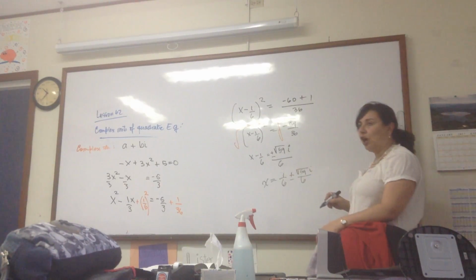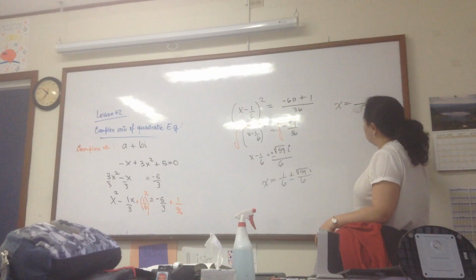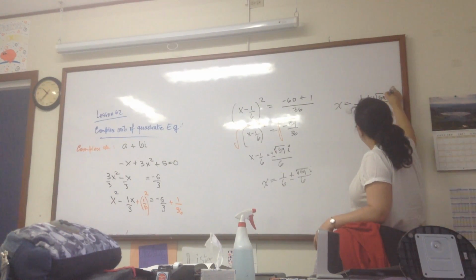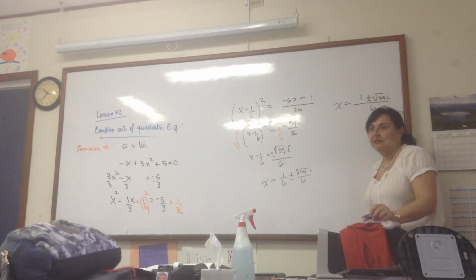But this looks really long, so please write it like this: everything over 6. 1 plus minus the square root of 59 i. That's it. We can still write it like that, right? It's the same thing, but when it's a negative square root, we just put i.